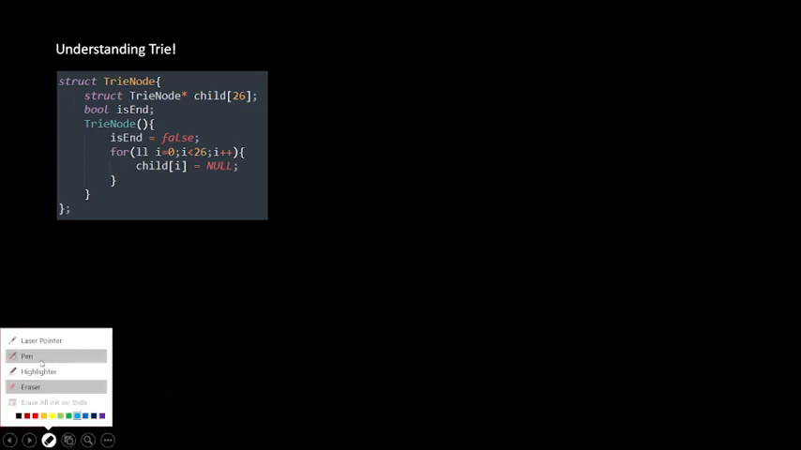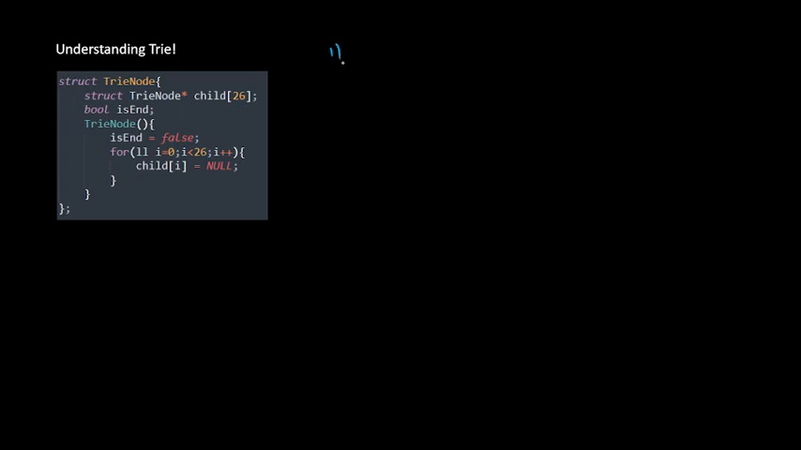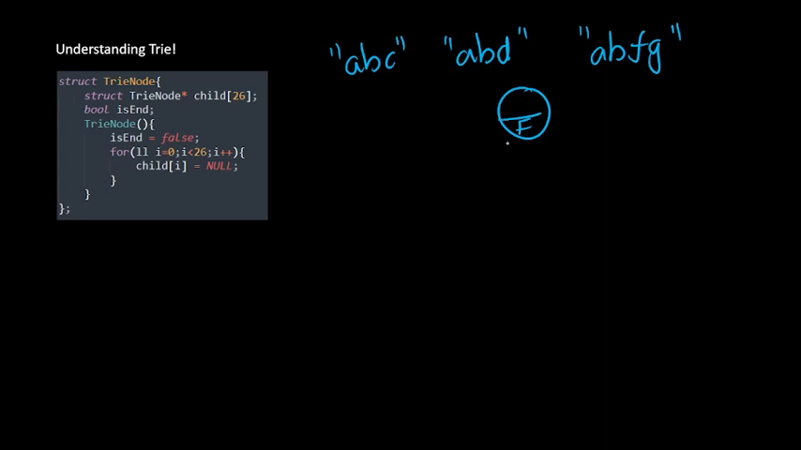Okay, I'll just redraw it. So what were the words? It was ABC, ABD, ABFG. Let's draw it again quickly this time. So till here we have A, and for this it's also false. For this we have B, and we were considering ABC. So we were at this pointer.